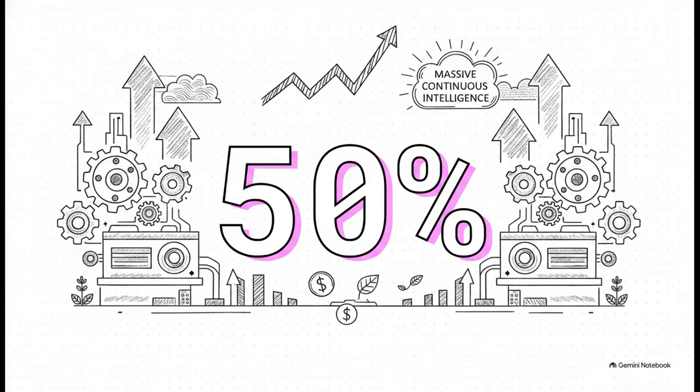And the payoff for getting this right? It is massive. Bain's research shows that factories successfully making this transition, the ones coordinating this continuous intelligence across all their machines, can see huge productivity gains of 30 to 50%. Not to mention, they drastically lower maintenance costs and significantly extend the lifespan of their most expensive heavy-duty assets. That's a real game changer.